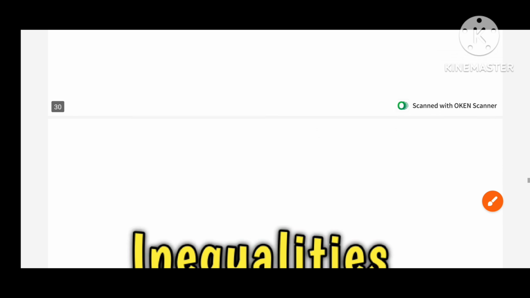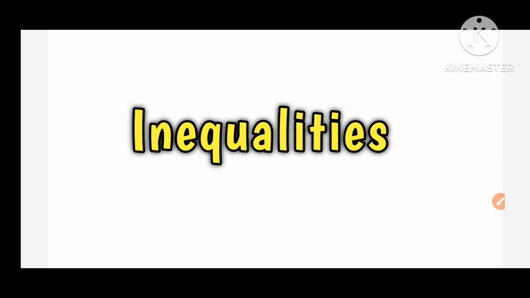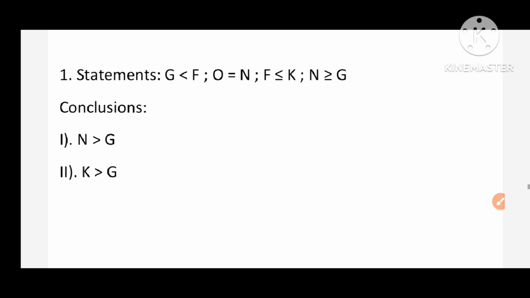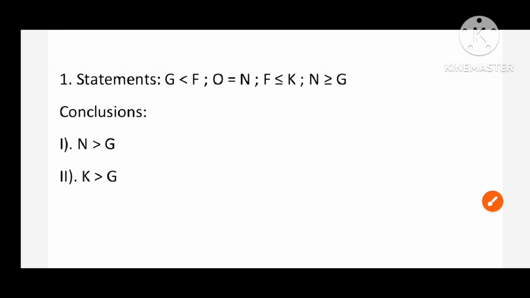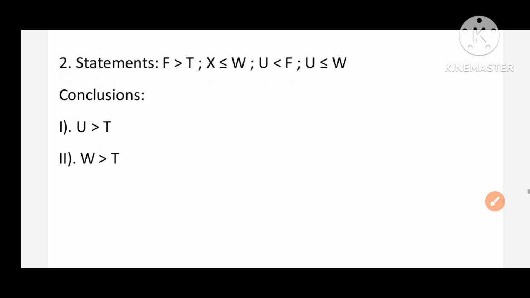Next, we are going to see inequalities questions. First question, the flow from N to G. From N we can reach G with everywhere equals to also, but here there is no equals to, so this case fails. The flow from K to G. From K we can reach F. From F we are able to reach G. So this is true.